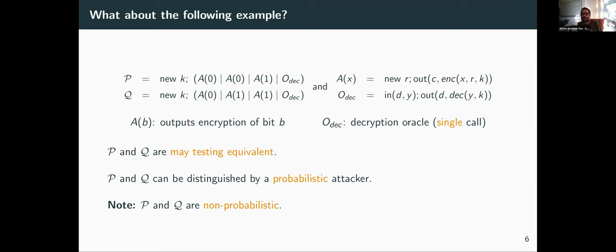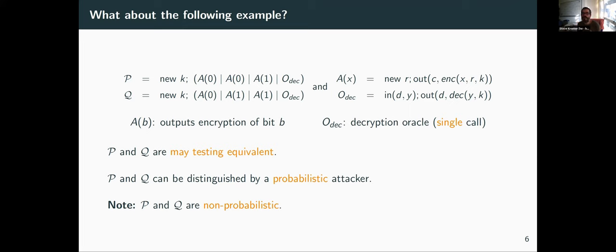Yeah, I think this example is quite appealing. It shows really that we are missing something if we consider may testing equivalence. It's telling you that if you want to consider a probabilistic attacker, then you should go for something stronger, being similarity, or go for bisimulation, which of course then implies similarity, and you're safe as well. But then there are also examples where sometimes bisimulation is too strong.